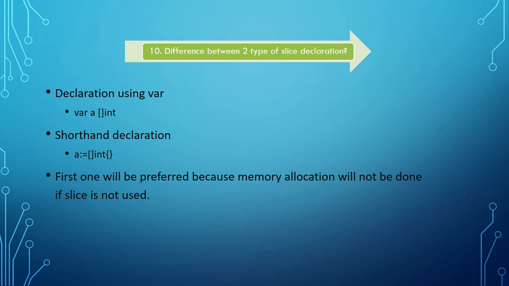Difference between two types of slice declaration. This is not actually the question they will be asking, but just for clarification, you should be aware of the difference between these two declarations. I have given a declaration using var, where you can declare var a like this, and a shorthand declaration using colon. The first one is preferred because memory allocation will not be done whenever you declare using var. At that time memory will not be used until you use it, but in the case of shorthand it will allocate the memory as well.